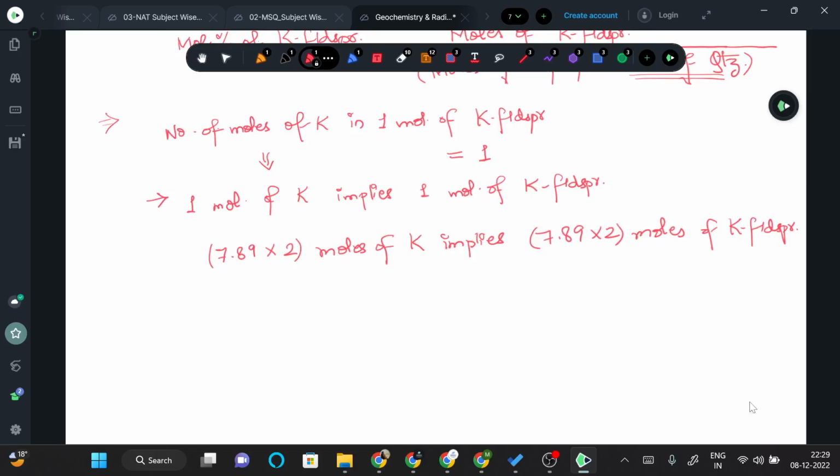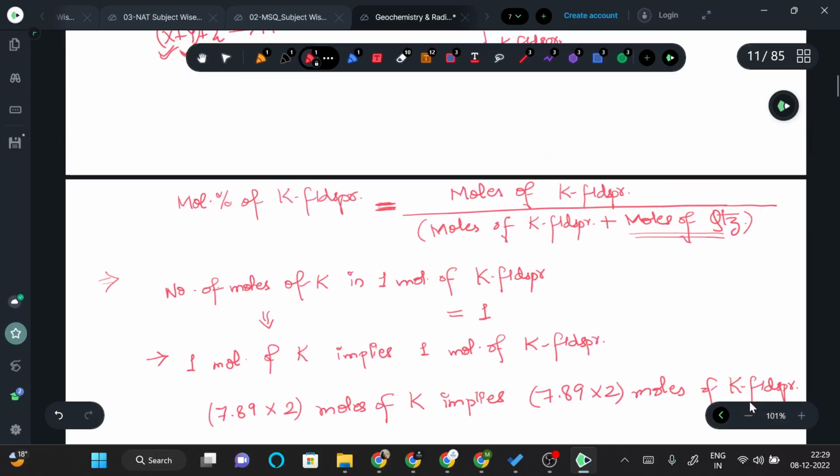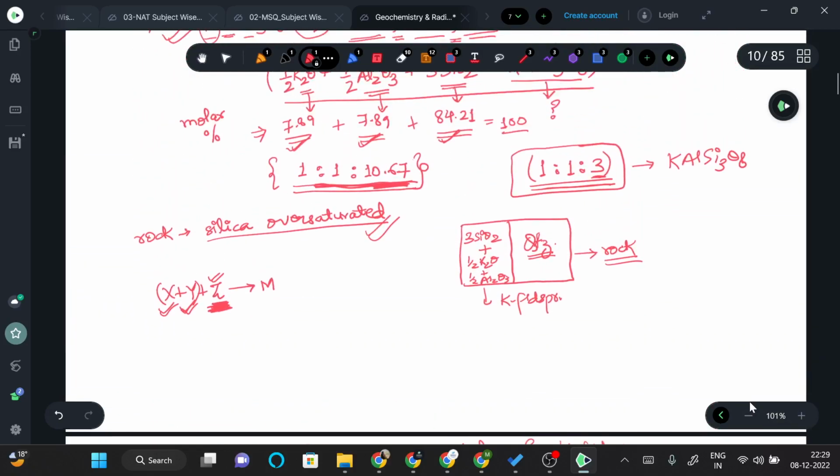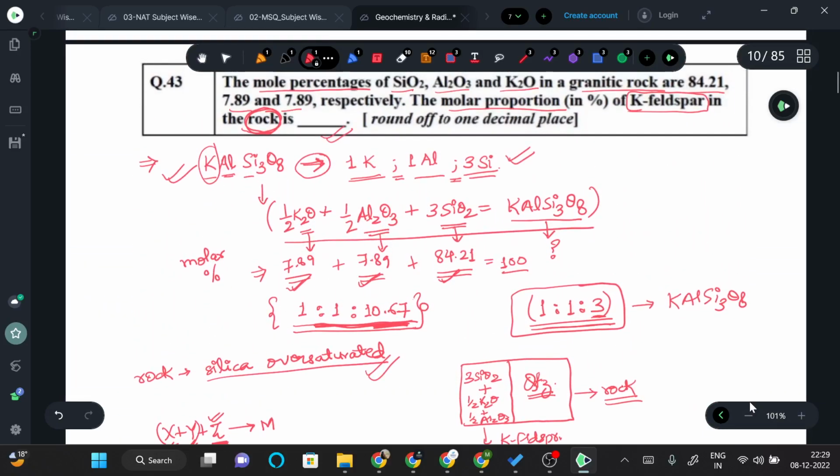Because our KLSI308 is made up of half K2O, to make it 1 K, we need to multiply by 2 so that the half will be cancelled out and 1 will remain. Exactly. So this was the case that we had, right? Half K2O is forming KLSI308. Half Al2O3 is forming KLSI308.